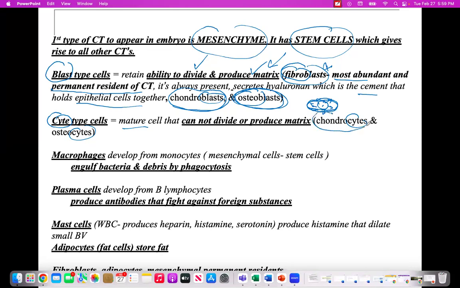Chondrocytes, these are cartilage cells. And one of the things that chondrocytes are known to produce, and I'll go over these in a little bit, are called MMPs, matrix metalloproteinases. Matrix metalloproteinases. I'll go over them shortly.